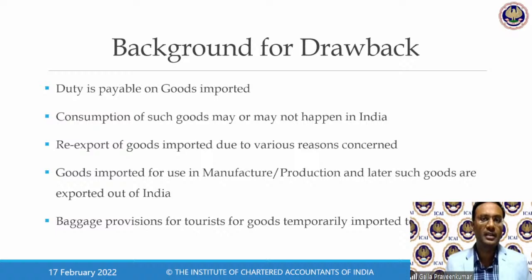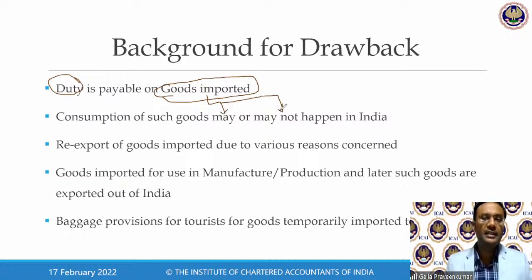Now, the backdrop, the back end of duty drawback. Duty drawback is a mechanism where the duty is paid on goods imported. Whenever I have goods which are imported into India, these goods are subjected to some element of duty. And consumption of such goods may or may not happen in India. These goods which are imported may get consumed in India, or may not get consumed in India.